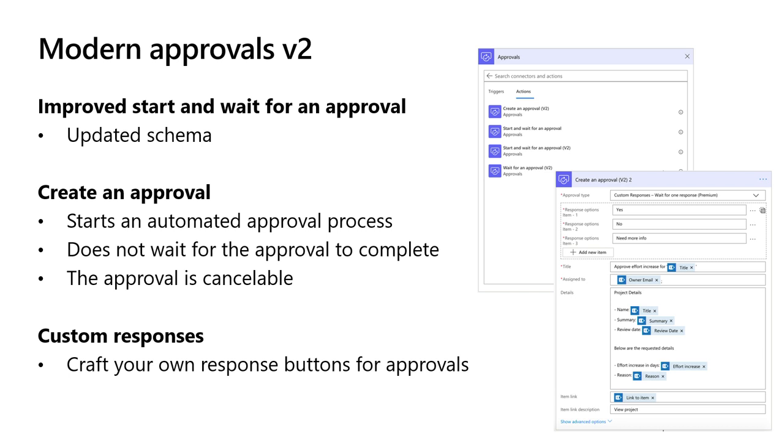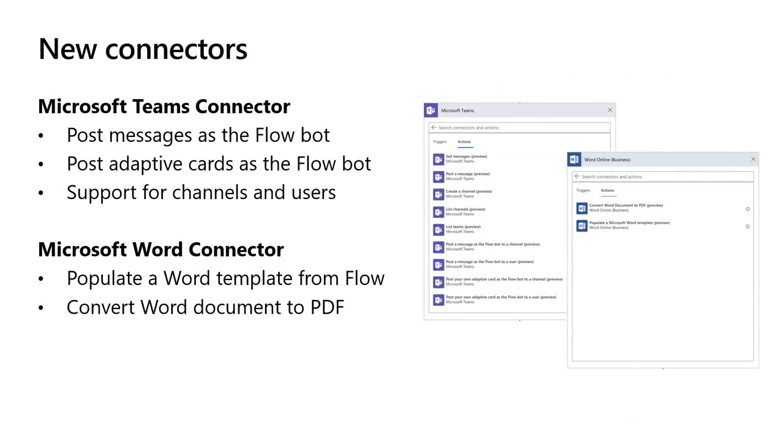And you also can create your own custom responses. So the default behavior is approve or reject, but with custom responses, if you want to change those buttons to say OK or cancel, yes, no, red, blue, whatever you want to have show on those button labels, you can change those in the second version of it.